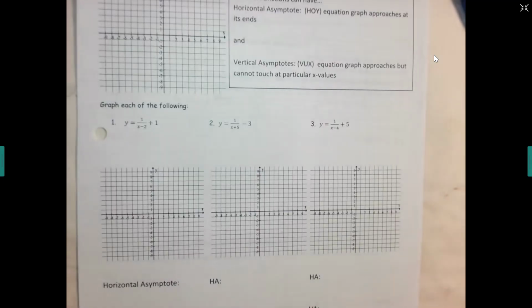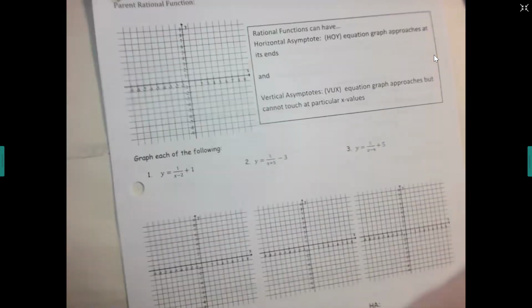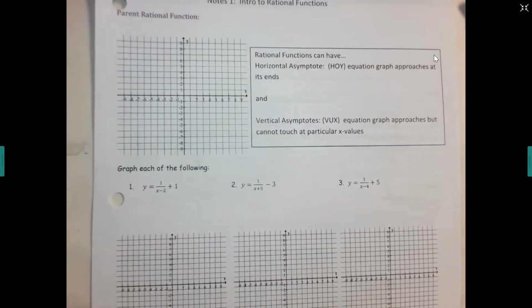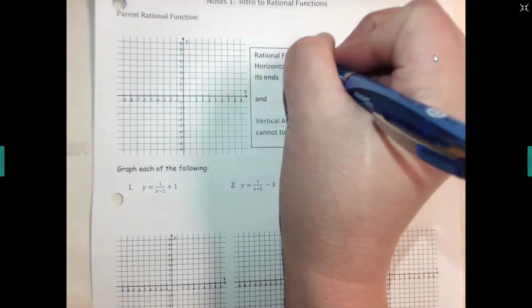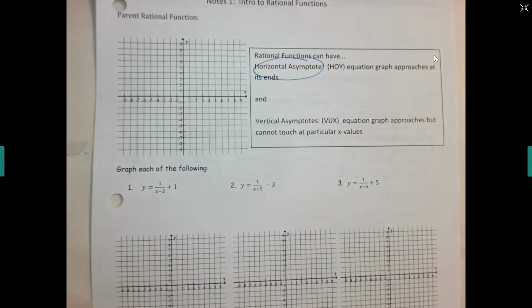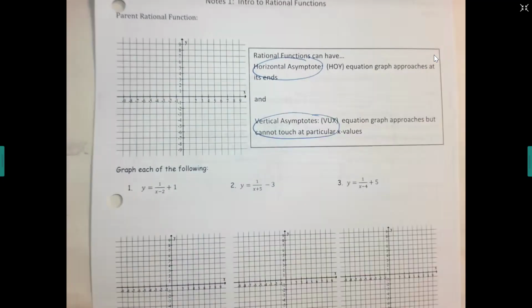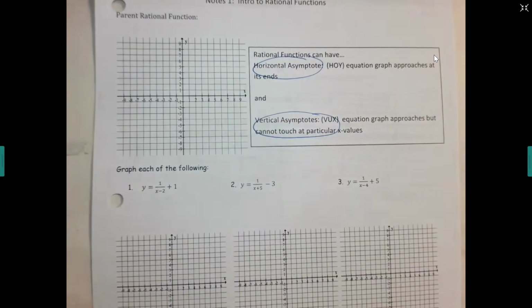So today is kind of our little intro lesson into the next unit, which is on rational functions. A rational function can have something that's called a horizontal asymptote, and it's going to approach it at its ends. Vertical asymptotes are going to be lines that are up and down that your graph can't cross. So first thing we're going to do is draw the parent function. Go at the top here, y equals 1 over x.